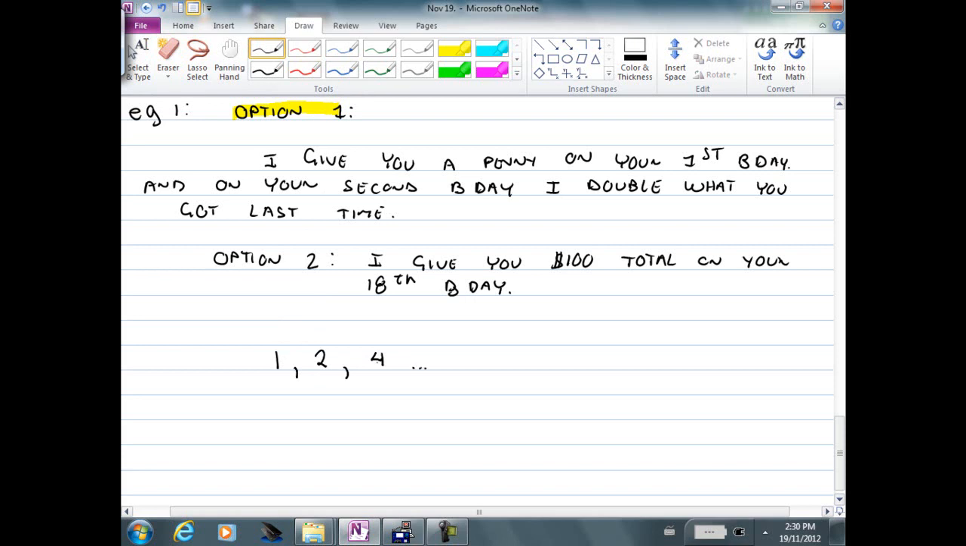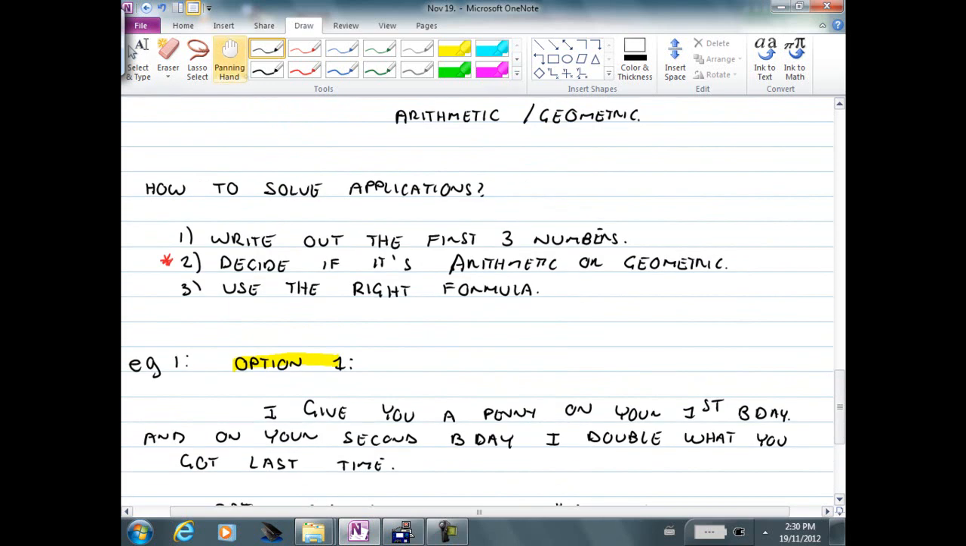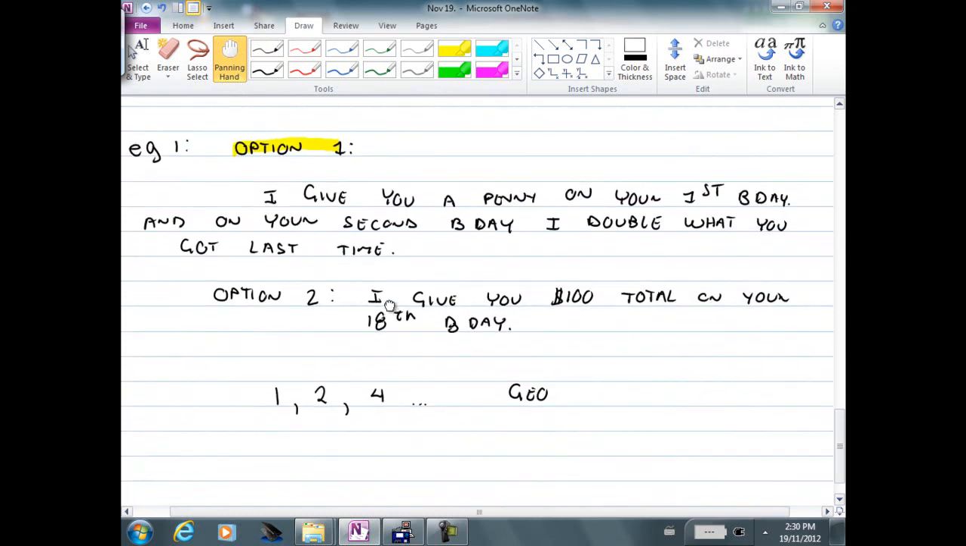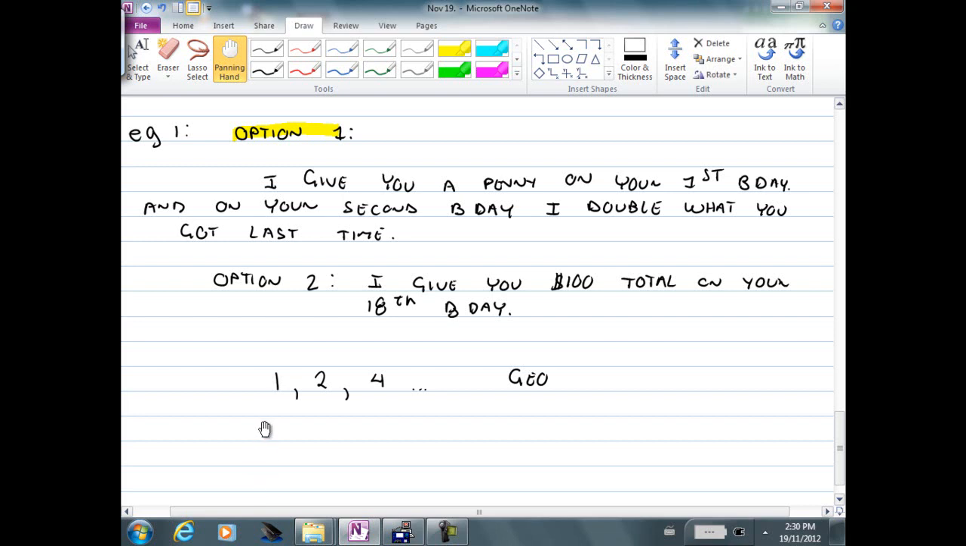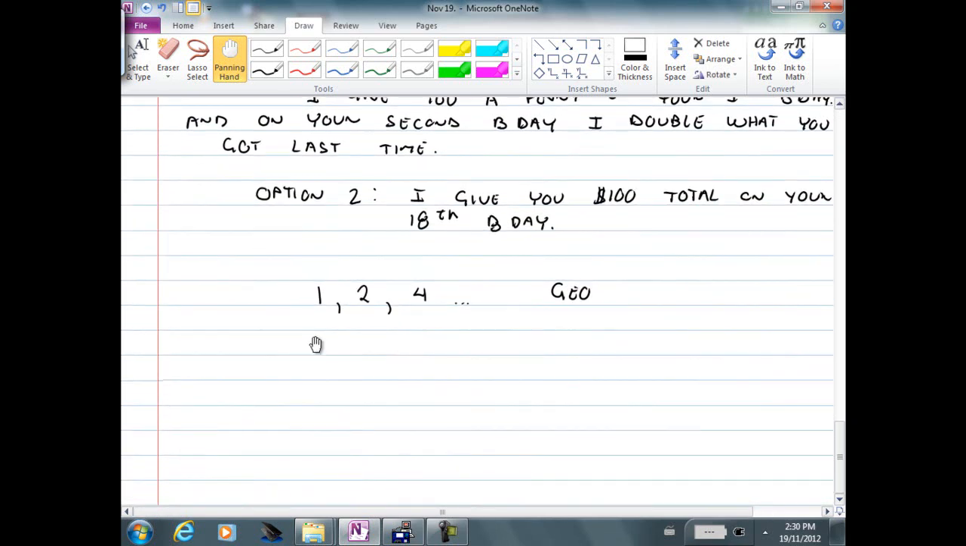Is this arithmetic or geometric? It's geometric, right off the bat. Step 2, decide if it's arithmetic or geometric. I just decided already, geometric. Now, here comes the final part. Am I using the Tn or Sn formula? You've got to be careful about this one. Sn is correct, because I'm looking for the sum, since I want to know how much I would get in total. So this is S18.